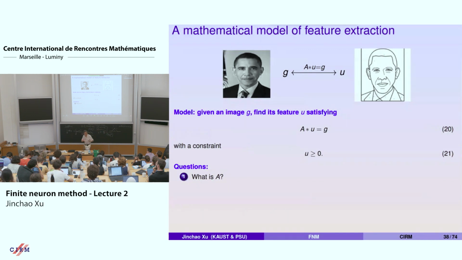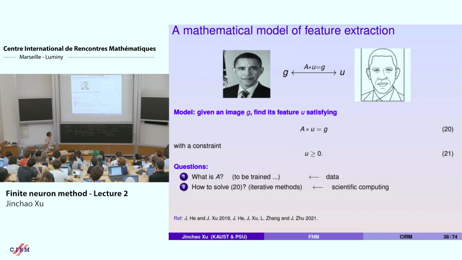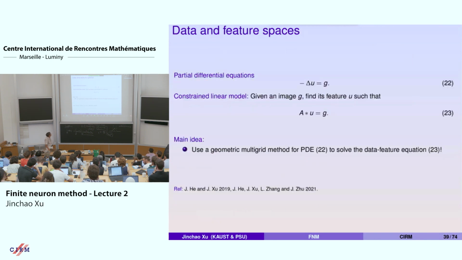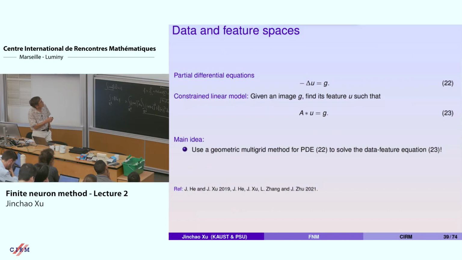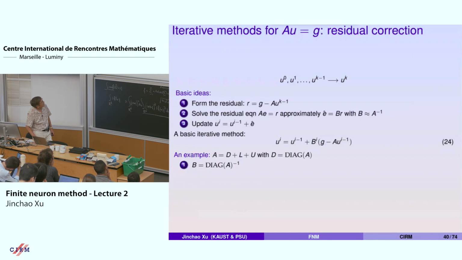Then you can solve this. But we don't even know A, it will be trained by the data. This will be given by the data. So basically, I reduce image classification to solving a system of equations. In this case, how do I do that? I use an iterative method. If you think about multigrid for the Poisson equation, it's a 5-point stencil, a kind of convolution. I use multigrid. So I had the multigrid before.